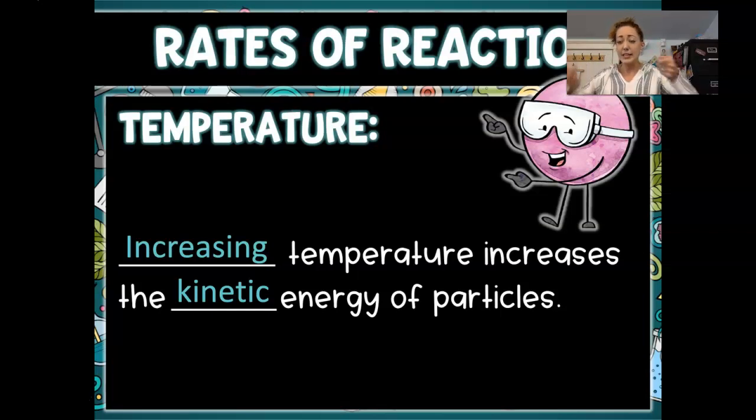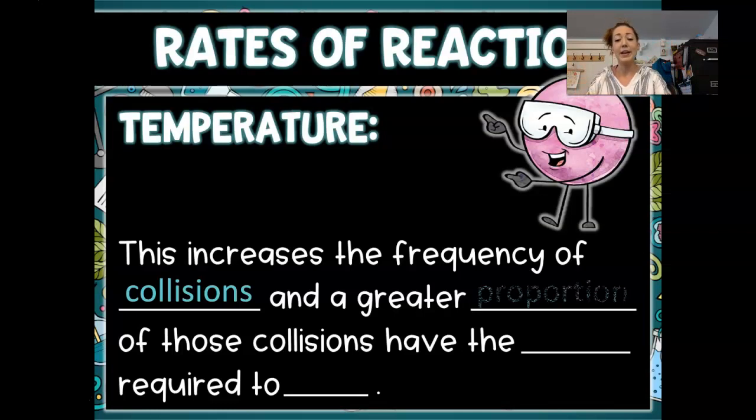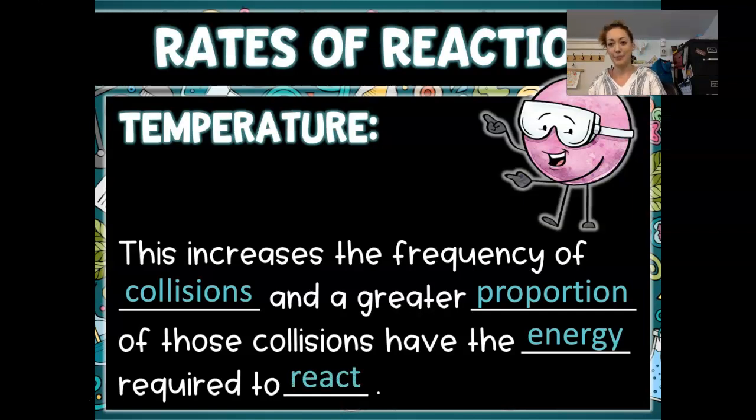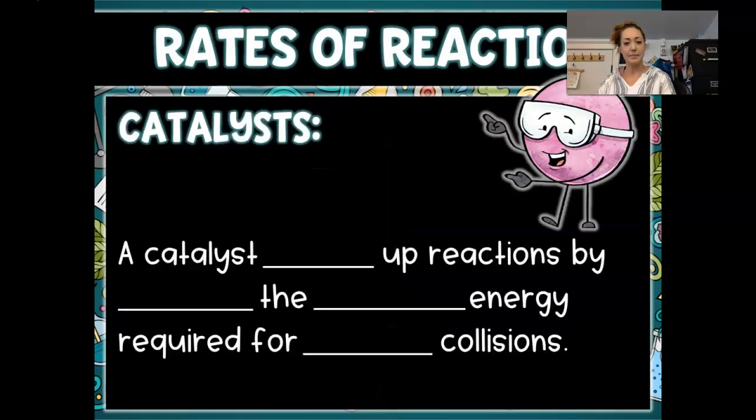Increasing the temperature causes those particles to energize with that kinetic energy. By increasing the temperature, this increases the frequency of collisions because now they're moving more, and a greater proportion of those collisions have the energy required to react. The particles are all energized, they're moving fast. That means because they're moving faster, they're going to collide, they're going to have energy, they're going to react. Okay, so here we go. We're heating up and our particles have that energy to collide.